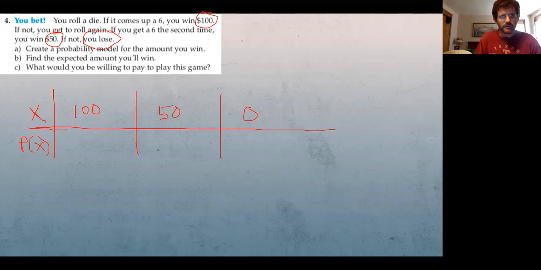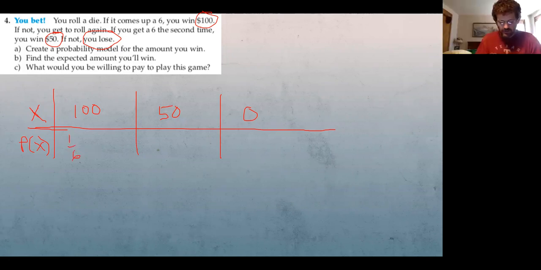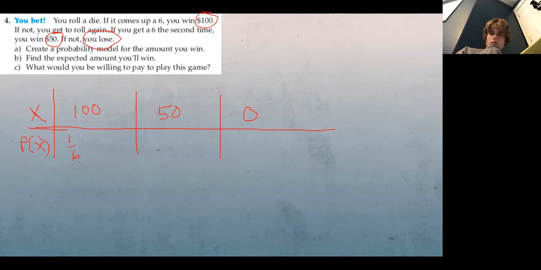Okay, now the probability, we have to go back to our last unit, kind of figure this out. If we roll a 6 on the first roll we get $100. What's the probability of that happening? 1 out of 6. There it is, 1 out of 6. Now the second time, what's the probability of winning $50, I should say? How do we find that? Would it be like 5 out of 6 times 1 out of 6?